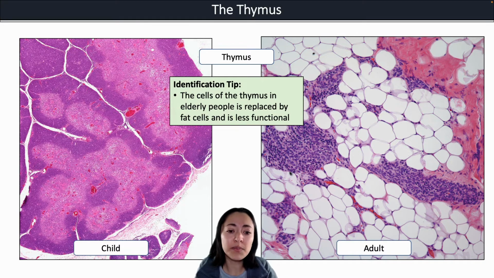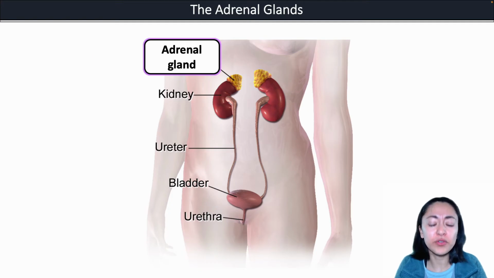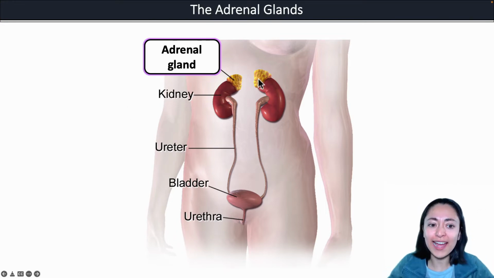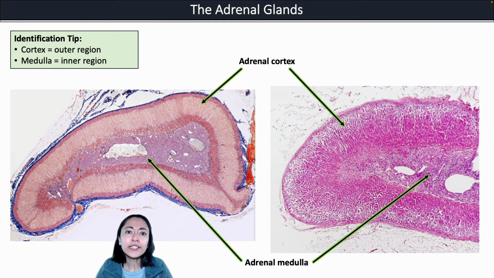So in elderly people, the thymus is mostly replaced by these fat cells, and therefore the thymus is less functional in adults. Next, let's look at the adrenal gland. The adrenal glands are located above the kidneys, so they're like little hats on top of the kidneys. Each adrenal gland is composed actually of two separate endocrine glands.